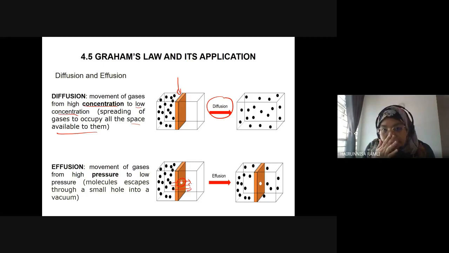So here it moves by effusion because of pressure. Here the pressure is high because there is a lot of gas, so it wants to move to the right, so it has to pass through the small hole. If it passes through a small hole like this, we call it effusion.